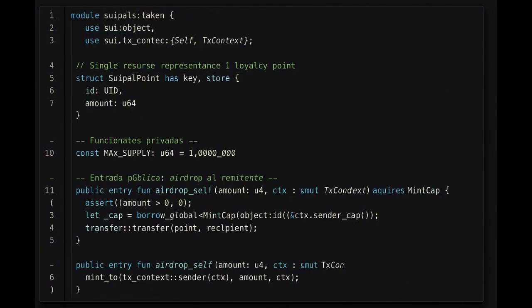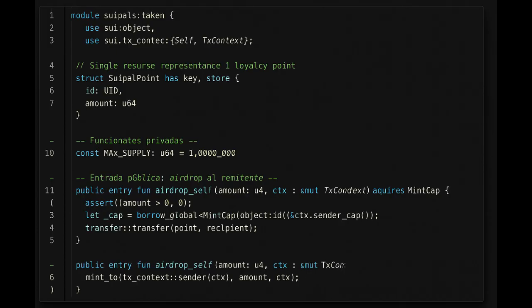Meet the first real module of our project. SupalPoint is the atomic loyalty point, a resource containing an amount field so future upgrades can bundle points in one UID. Because unbounded minting would trash tokenomics, we introduce a MintCap. Only code that holds or borrows this cap may call the private mint_to helper. The package creator will publish exactly one cap and guard it in cold storage.